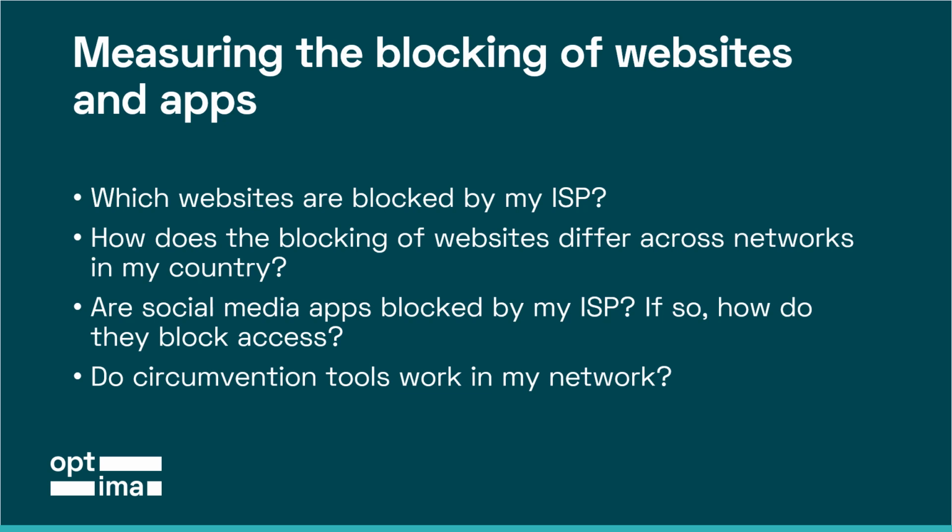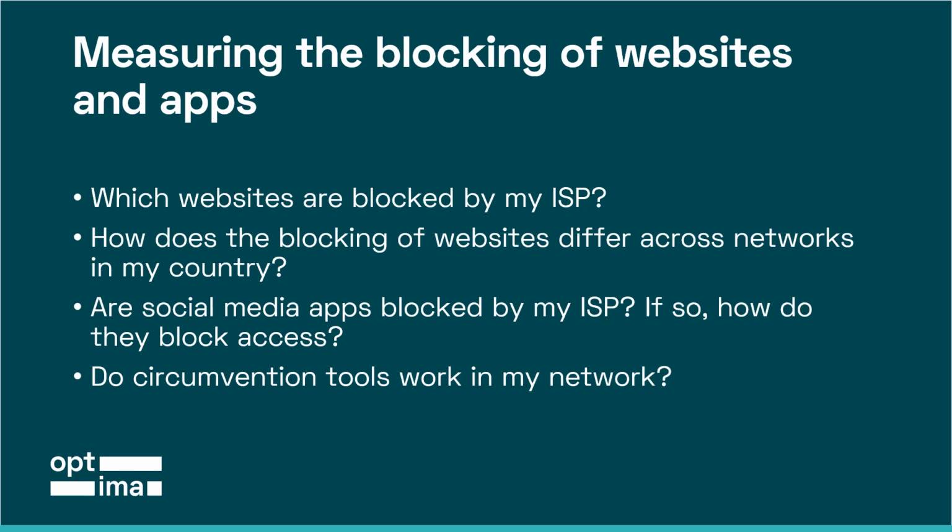You can also examine whether the blocking of websites differs across different networks in your country. And the reason why this is interesting is because often censorship varies from network to network. It is not always implemented in the same way across a country. For example, it could be the case that some websites are blocked on one network, but accessible on another one.